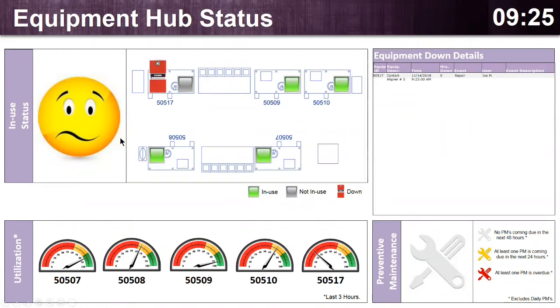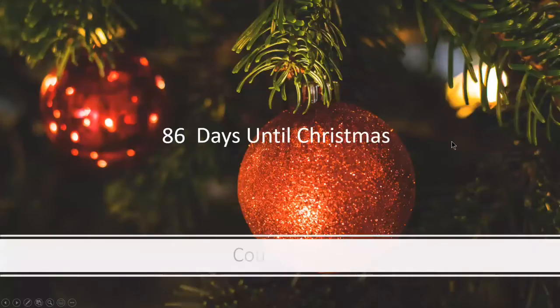So if they were all up, it would have a smiley face. Down below, it's showing the throughput of each machine. So you can see the machine here, the 50517 that's down, has a lower throughput. And over here are the error messages you're getting, the equipment down details, and any preventative maintenance that's scheduled on the calendar comes up here. And of course, they put the time up as well. So all of this using DataPoint allows you to do that.